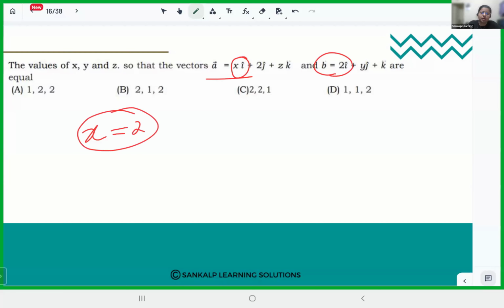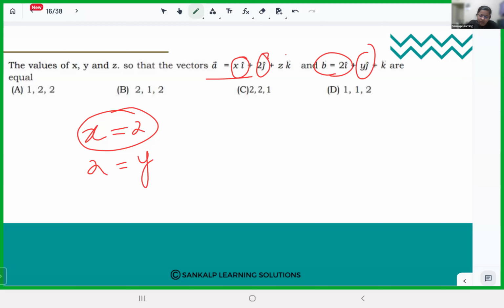Now what is the component of j for the vector A? It is 2, right? So 2 should be equal to the corresponding j component of vector B. So it is y. So we got y equal to 2.